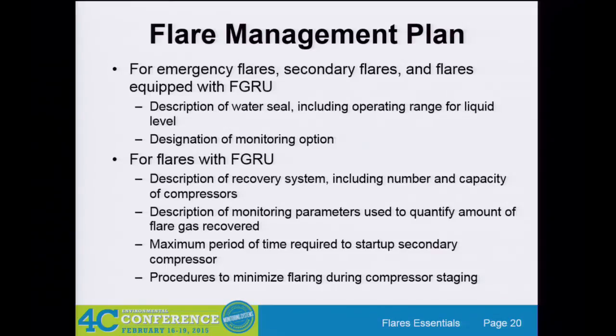If you have flare gas recovery, you're going to have to give them some more information on your system, the number and capacity of the compressors. One of the things that isn't always caught, or isn't always on a system that's been there for a while, is a means to monitor how much gas is being recovered by those compressors. Some of the older systems don't have a dedicated flow meter for that, so that's another place where you may be adding a flow meter.